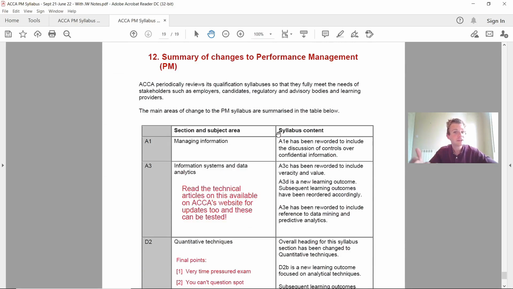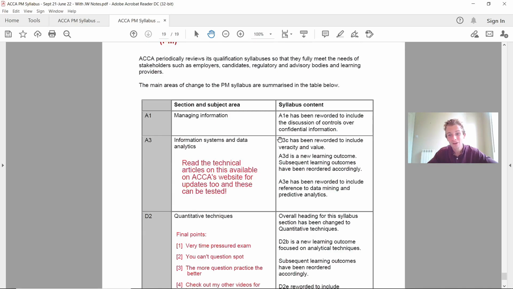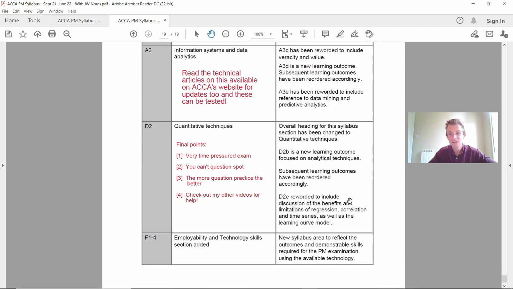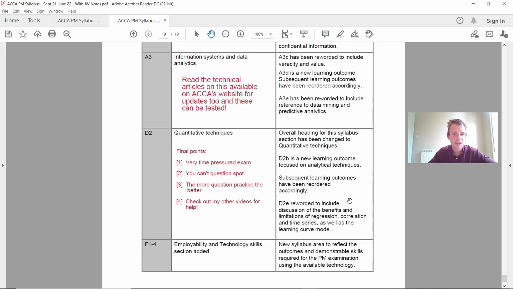We touched on it earlier as well with the actual summary of changes. Now, to be honest, on here, there's not really much. As you can see, it's sort of got reworded, a different heading for the actual syllabus on here. So nothing particularly too much that's going to throw you off your chair. But the other things that I've got written on here are about reading the technical articles available on ACCA's website, that if you didn't quite understand a particular area from the syllabus above, loads of free resources on there that could definitely help you out.